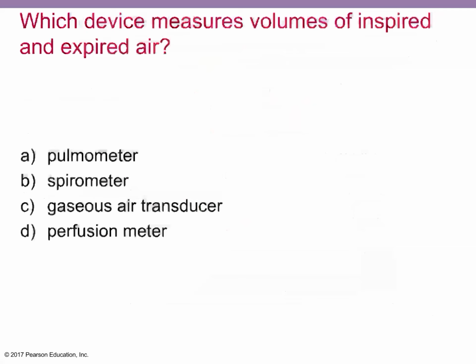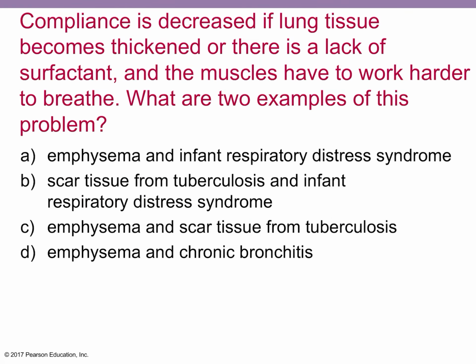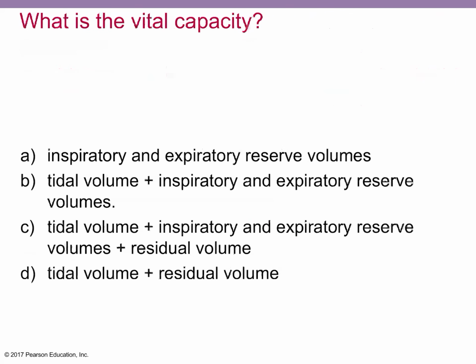So review questions. Which device measures volumes of inspired and expired air? This is going to be the spirometer, letter B. Compliance is decreased if lung tissue becomes thickened or there's a lack of surfactant and the muscles have to work harder to breathe. What are two examples of this problem? So this is going to be emphysema and respiratory distress syndrome.